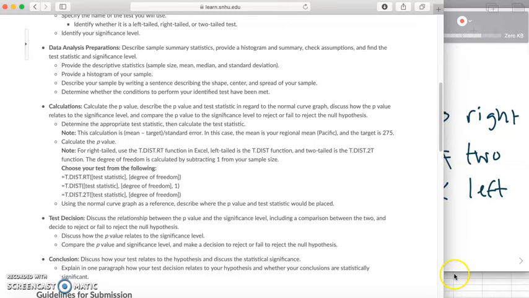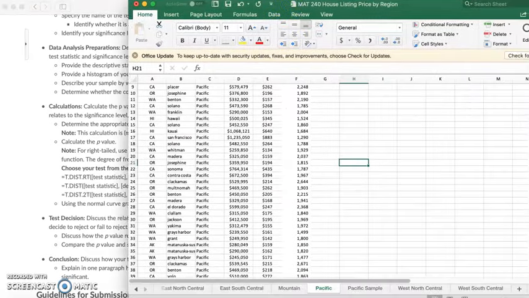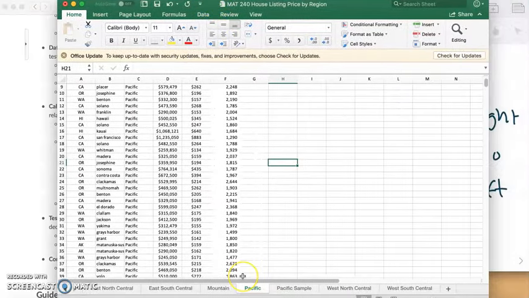So first, let's go over to our data. So here is this housing data. I want to point out, I will not be doing it for the full 1001 observations. The reason for that is that you would be getting the same answers as me. I'm going to run a sample of the Pacific. That way it's a little straightforward.